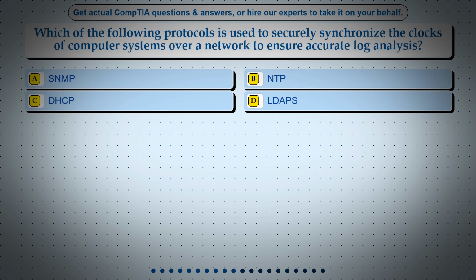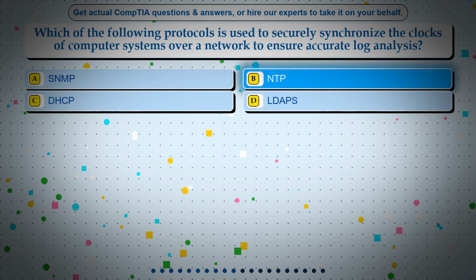Question 10. Which of the following protocols is used to securely synchronize the clocks of computer systems over a network to ensure accurate log analysis? Option A, SNMP. Option B, NTP. Option C, DHCP. Option D, LDAPS. The correct answer is option B, NTP.